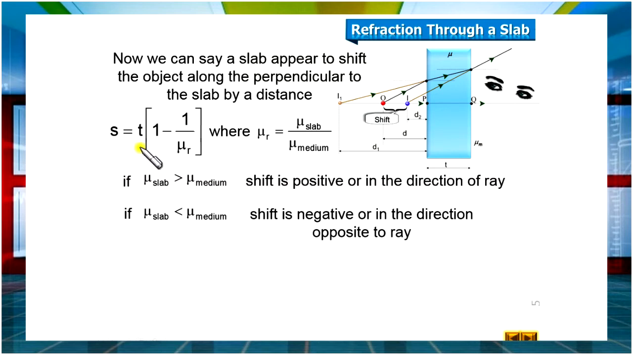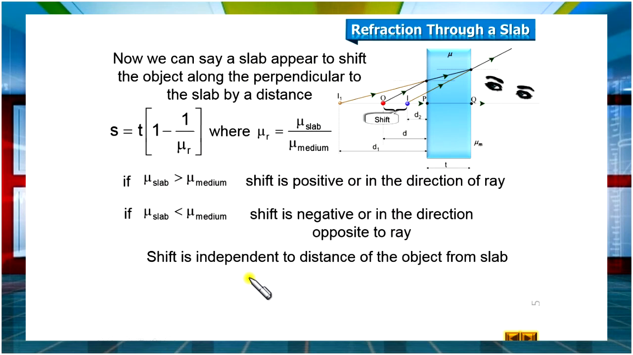And one more thing to discuss here, you can observe this shifting expression is independent of the position of the object with respect to the slab. There is no term appearing like D, D1 or D2. That means this shifting is independent of the distance of the object from the slab. And here we have calculated the shifting value in case of the real object. But this expression is equally useful for the virtual object.